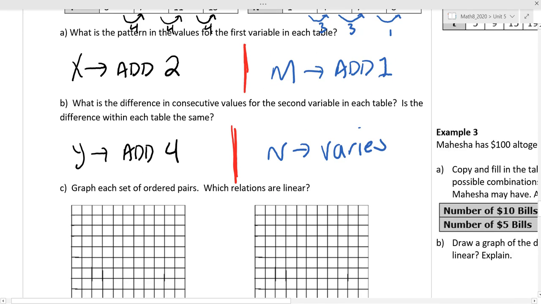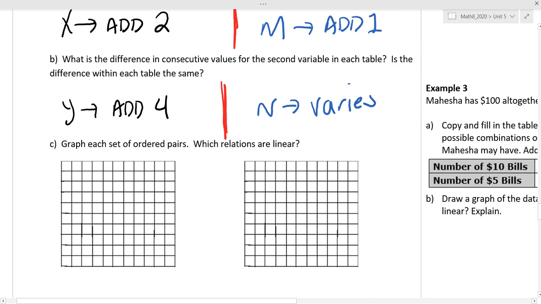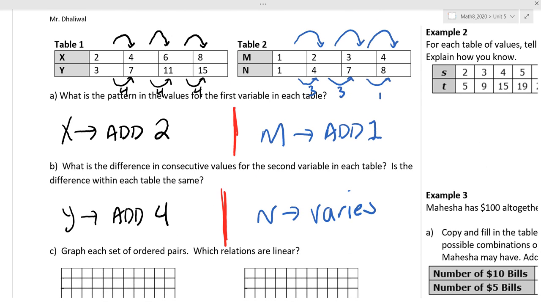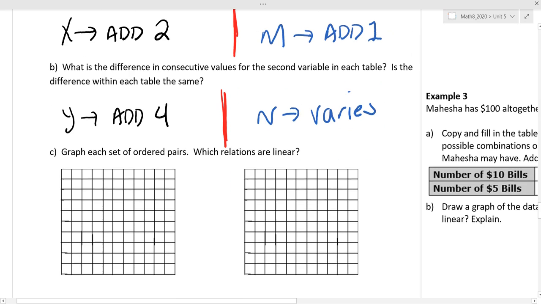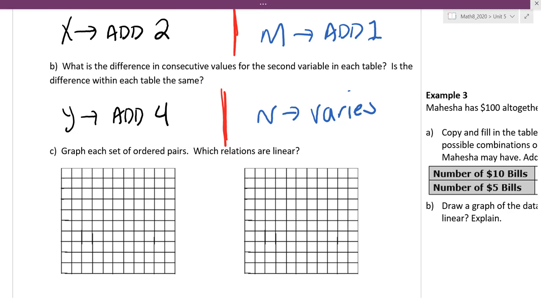Now the next step is to just graph this to determine which one is linear. Could you tell me right now which one is linear and which one isn't? Table 1. Why is that, Lachlan? It's consistent through the whole thing. X is consistent, Y is consistent, and table 2 isn't. So now if we graph this, you should see that one makes a line, the other one won't. All right? So we set up our table, and we've got our X here on the first graph.